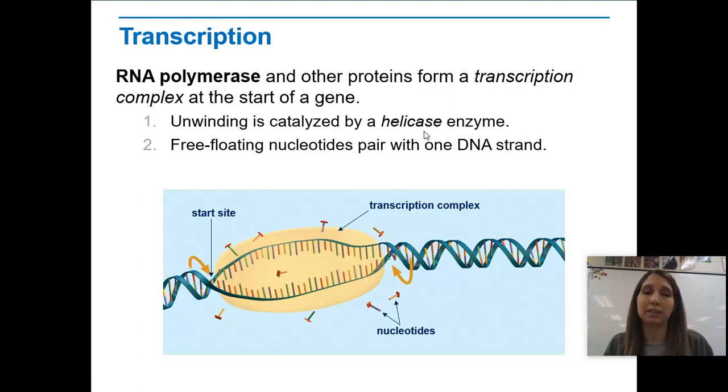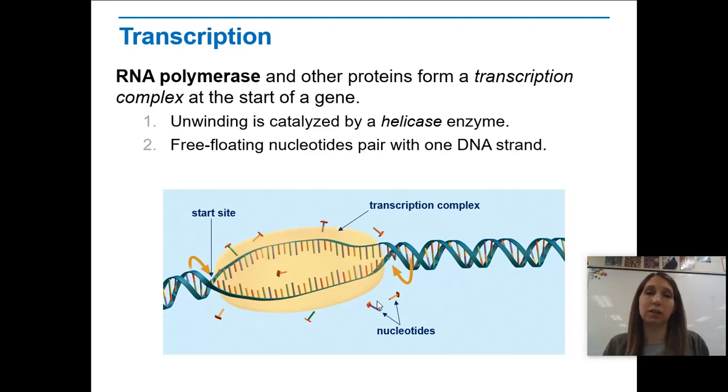So the helicase enzyme is going to be part of this transcription complex, this big giant yellow blob you see right here. And that transcription complex is going to find the start of a gene. Once it finds the start of a gene, or the gene of interest, whatever gene it's trying to make a copy of, we're going to start to unwind the double helix at that position and only at that position. So we're not unwinding the whole chromosome, right? We're just focused on one specific area.